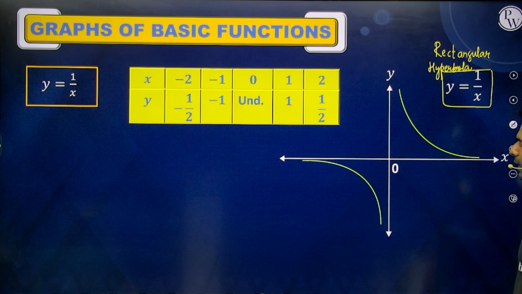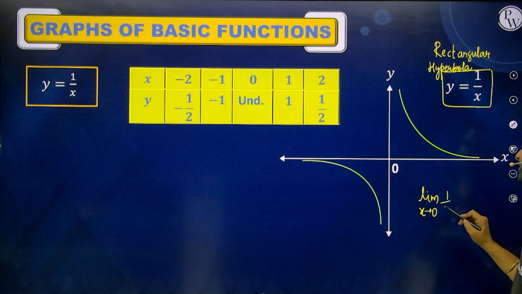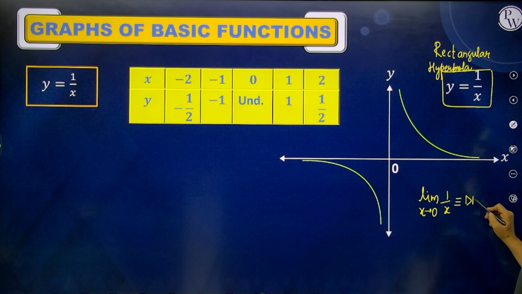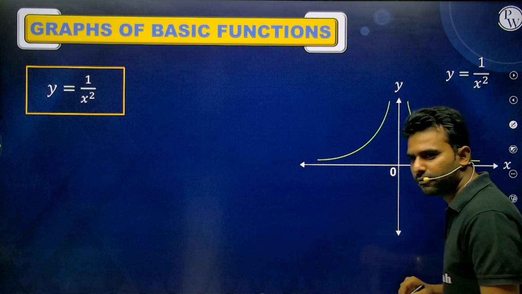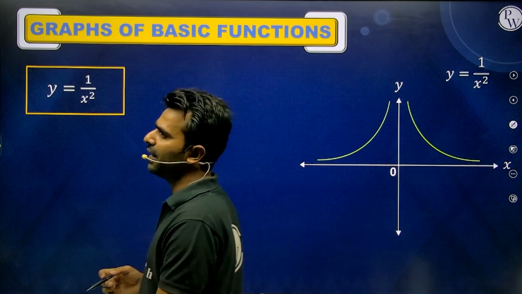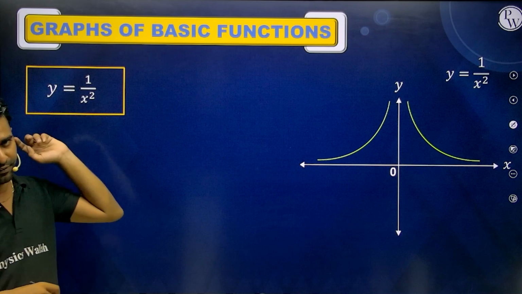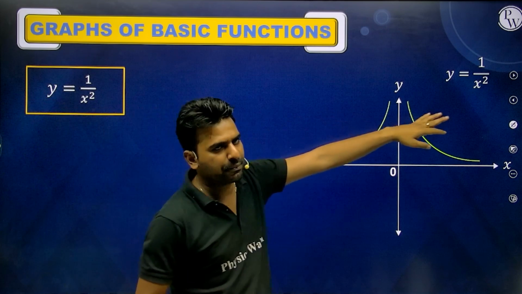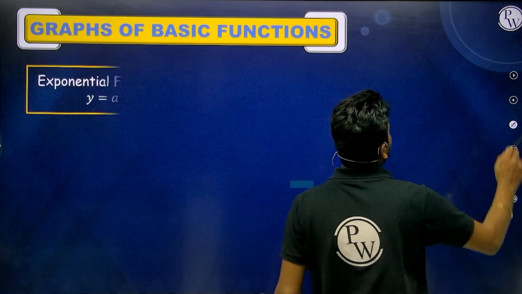And if you have learnt limits, I will tell you one thing, that the limit of 1 by x as x tends to 0 does not exist. So over here also you can see that the limit does not exist. In class 11th you might have studied this. If you talk about y equal to 1 by x square, it does not matter whether x is positive or negative. Ultimately the value of y is always going to be positive. So the graph will be forming in the first and second quadrants only. I hope you guys can visualize it easily.